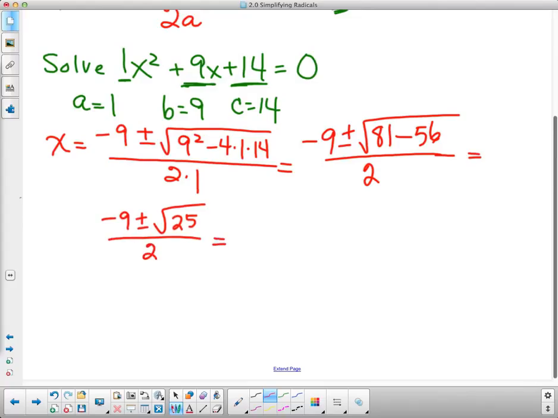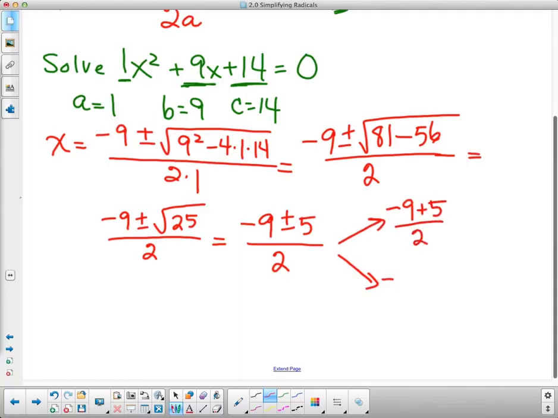Square root of 25, that's a nice number. 5. We don't really have to do the tree on that one probably and look for duplicates. You recognize it? So negative 9 plus and minus 5 divided by 2. Algebra 2, they're not going to give you perfect squares there all the time, but I think I did so that you can simplify. Okay, so now I'm ready to separate it. This plus minus means there's 2 answers. Negative 9 plus 5 divided by 2, and negative 9 minus 5 divided by 2.